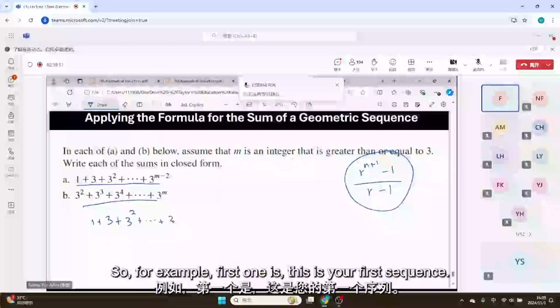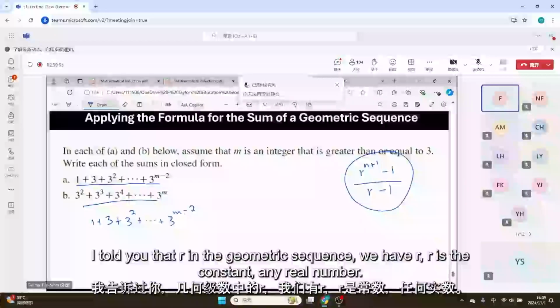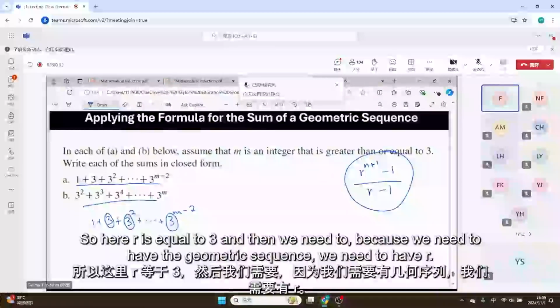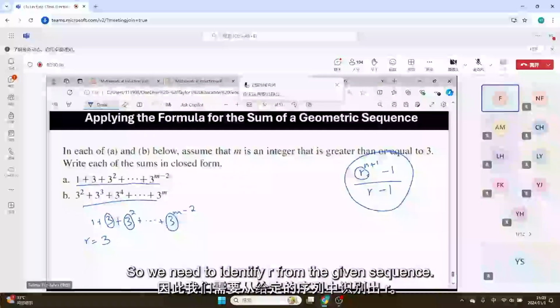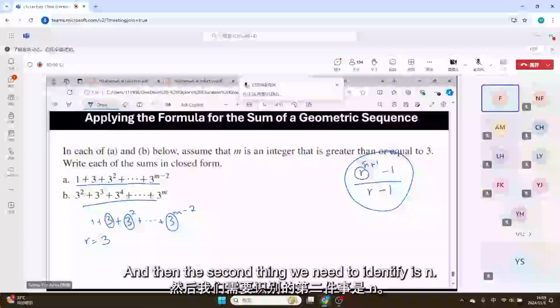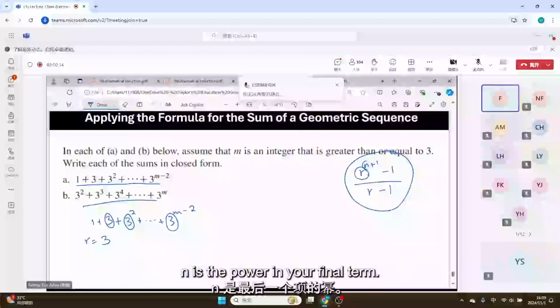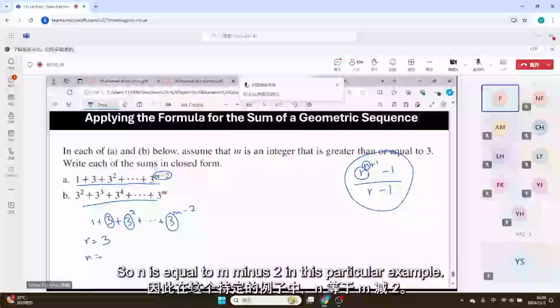this is your first sequence. I told you that in the geometric sequence, R is the constant, any real number. Okay, so here R is equal to 3. In the geometric sequence we need R, so we need to identify R from the given sequence. And then the second thing we need to identify is n, the power in your final term. So n is equal to m minus 2 in this particular example.